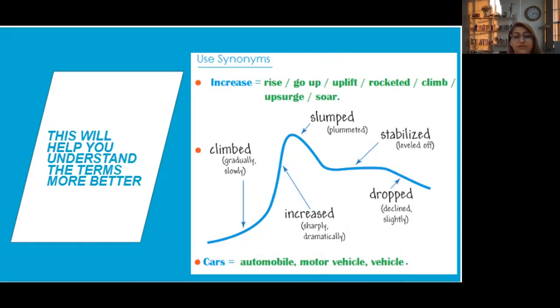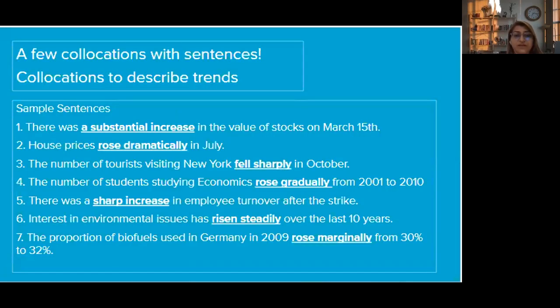So now you have an idea of how you have to understand this. Now a few collocation sentences. You can see how you can describe trends. A substantial increase. So you can see that the increase was higher here. Rose dramatically, that means a dramatic rise. Fell sharply, that means the fall was very sharp.